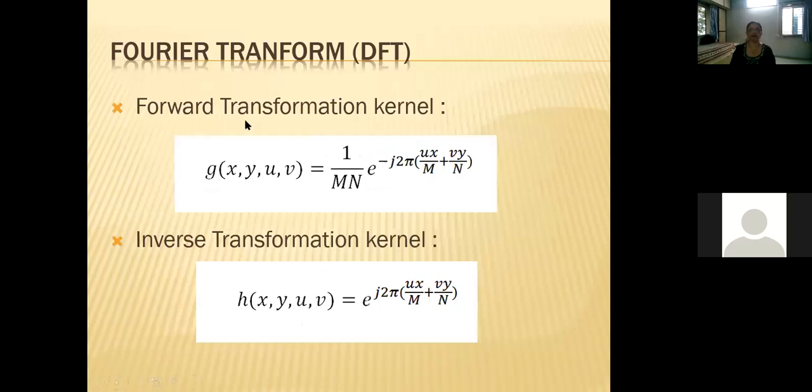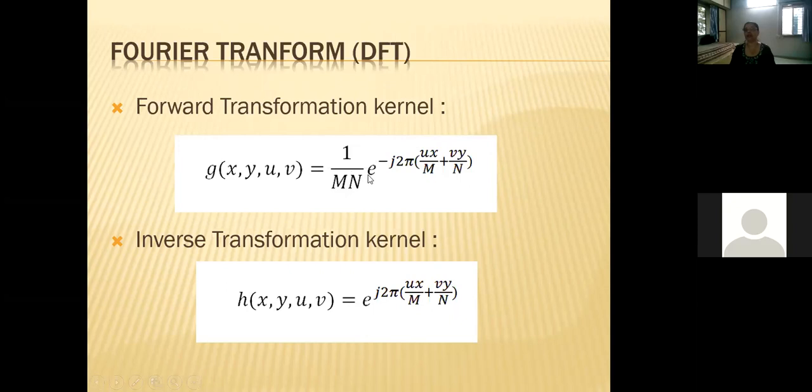So this Fourier transform's forward transformation kernel is once again indicated here. g(x,y,u,v) is 1 upon mn, e raised to minus j 2 pi (ux by m plus vy by n), and the inverse transformation kernel h(x,y,u,v) is given by e raised to j 2 pi (ux by m plus vy by n). Now here we have assumed the image size f(x,y) as m by n.